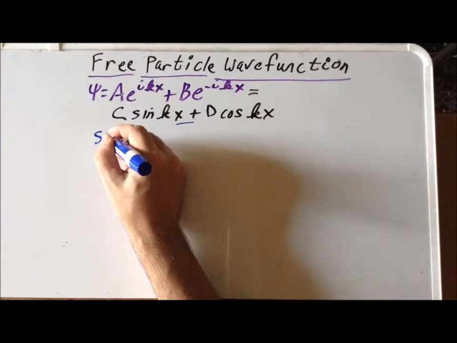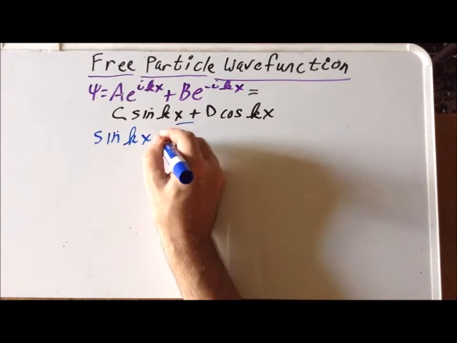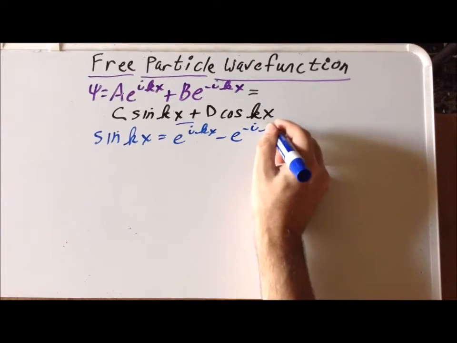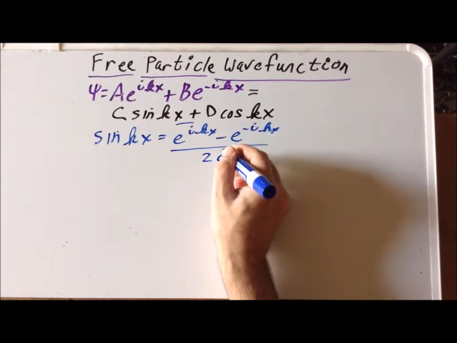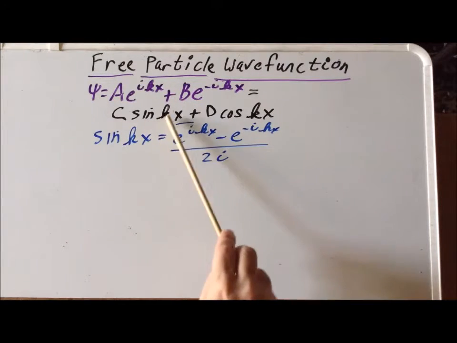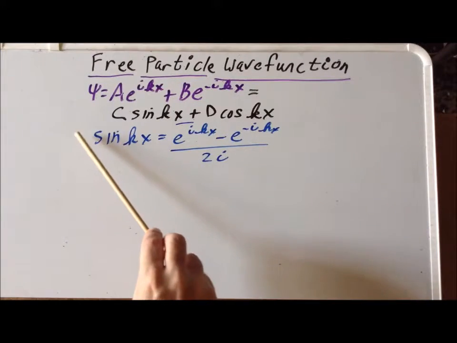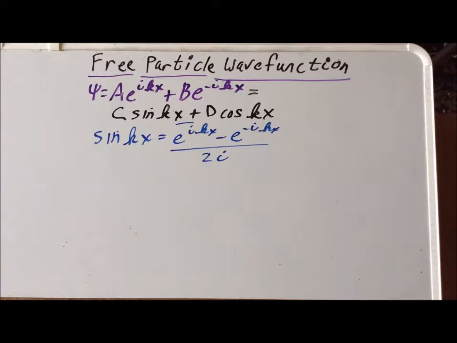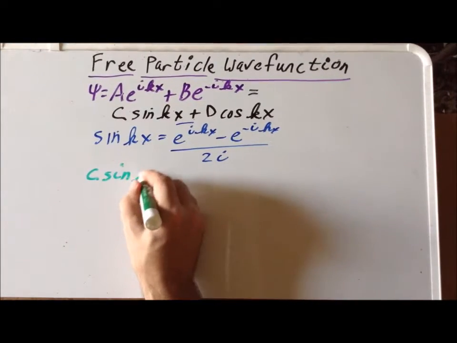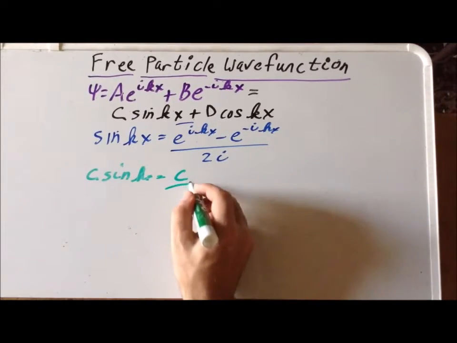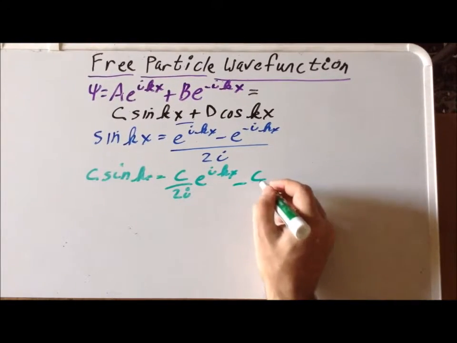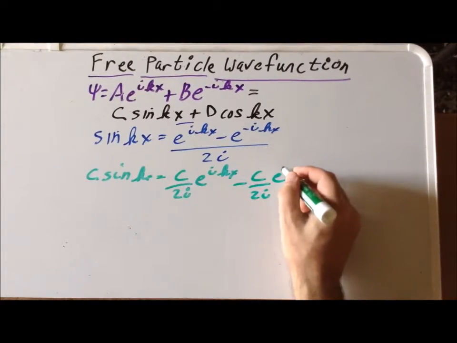So the first step is to recall that we can interconvert the different wave functions in the following way. If we have the sine of kx, we can write this as e to the i kx minus e to the minus i kx divided by 2i. Therefore, if we want to write c times the sine of kx, we simply multiply the left-hand side by c and multiply each term of the right-hand side by c. That gives us that c times the sine of kx is equal to c over 2i times e to the i kx minus c over 2i times e to the minus i kx.